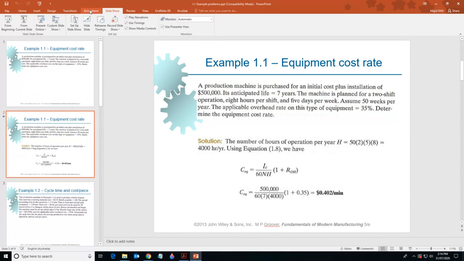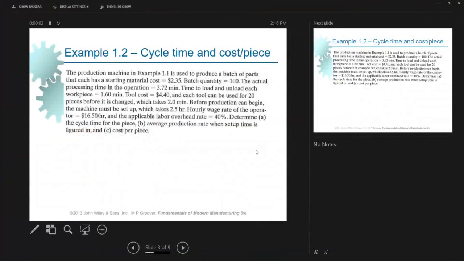Okay, now let's move on to the next problem, 1.2. Now it goes a little further: the cycle time and cost per piece. Let's see what the problem is telling us. The production machine of example 1.1, the previous example we just had, is used to produce a batch of parts. So there is a batch production. Each has a starting material cost, which is given.